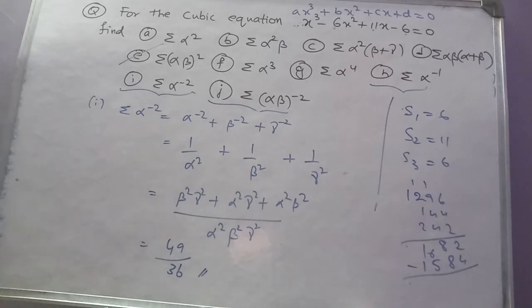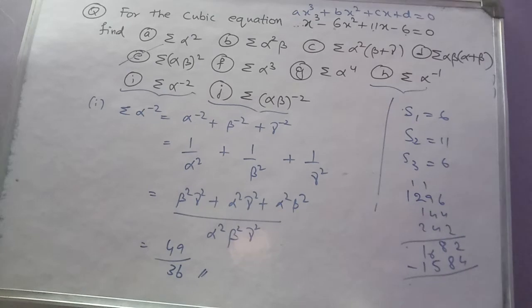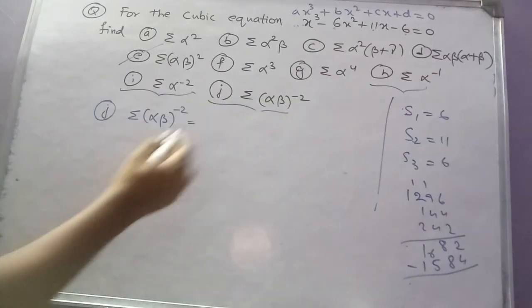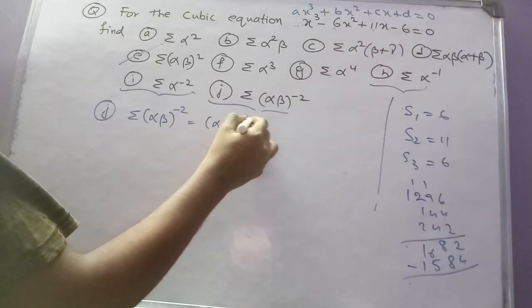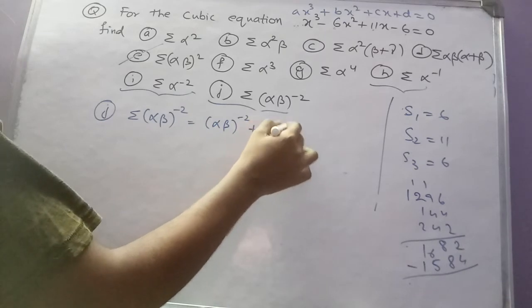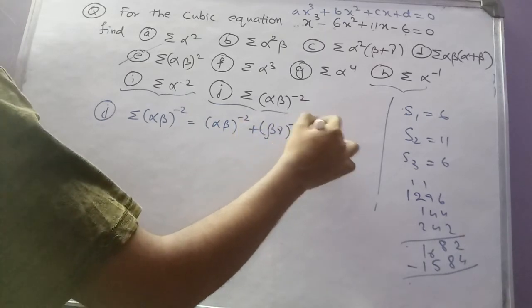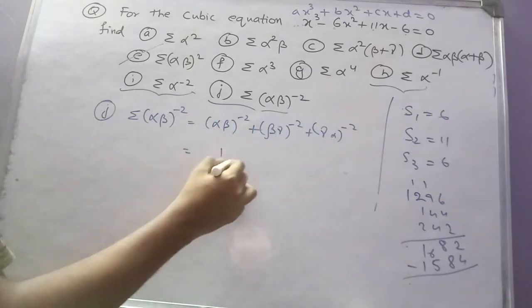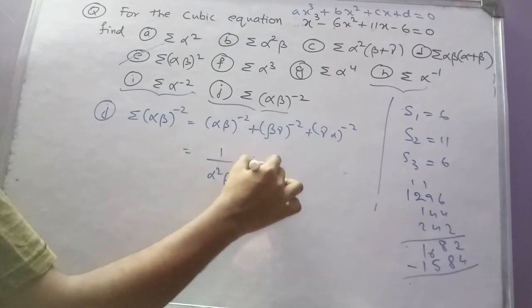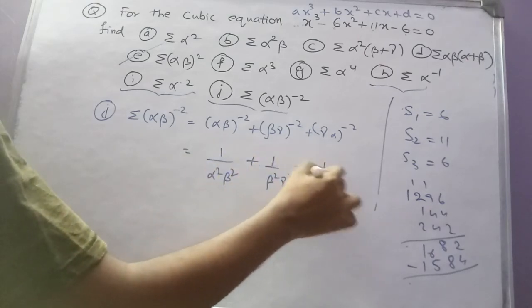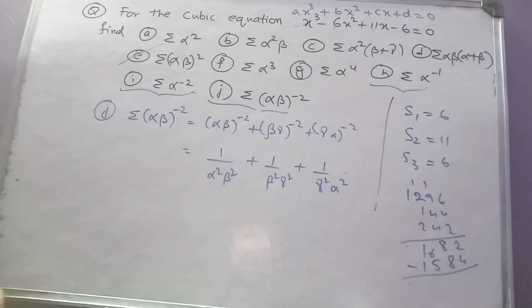We'll see what the third one is. This is sigma alpha beta power minus 2, which is alpha beta power minus 2 plus beta gamma power minus 2 plus gamma alpha power minus 2. That means 1 by alpha square beta square plus 1 by beta square gamma square plus 1 by gamma square alpha square.